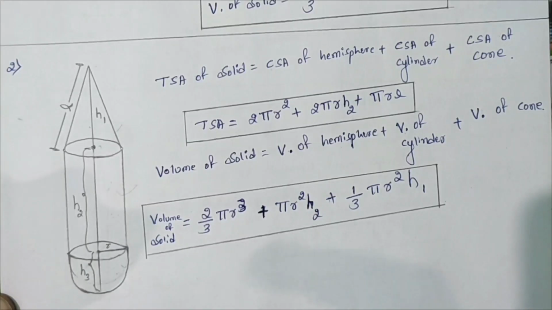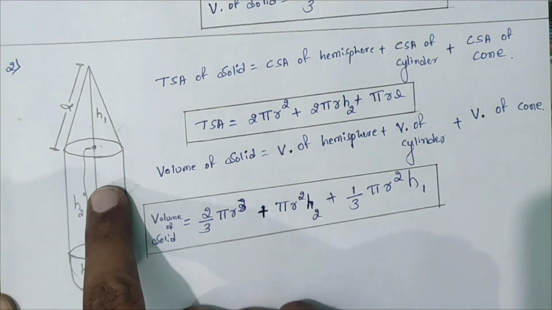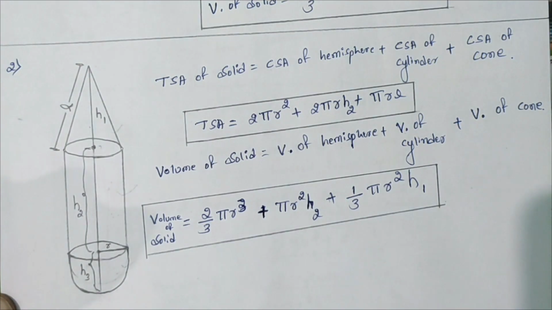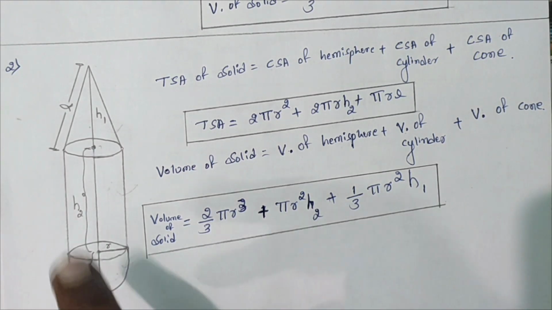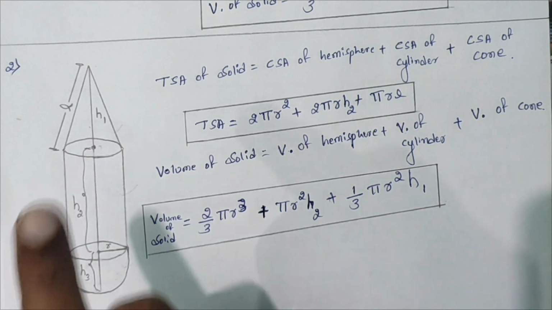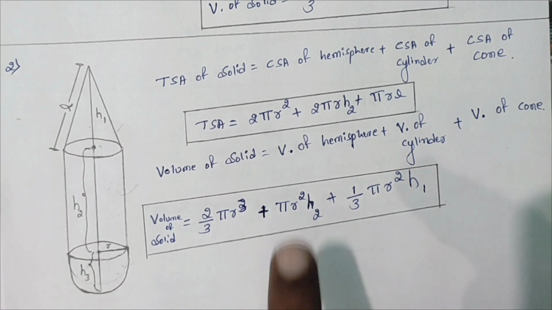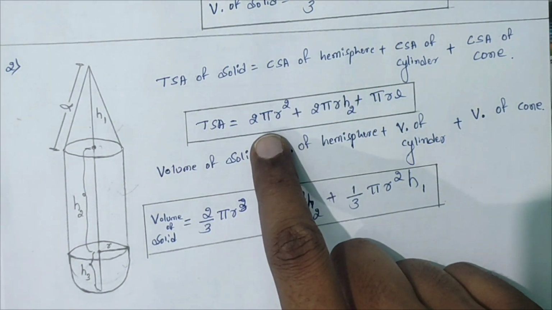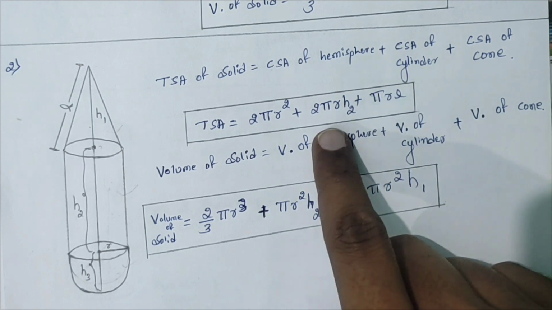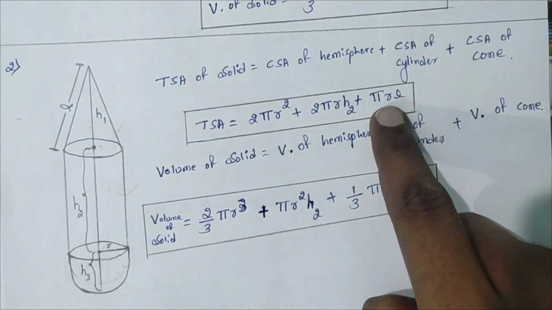Now in this combination model, we have a total of 3 different shapes: one is a hemisphere, another is a cylinder, and one more is a cone. Now we want to find the total surface area of this solid, so we need to find the curved surface area of the hemisphere, the curved surface area of the cylinder, and the curved surface area of the cone. When we add all these curved surface areas, we get the total surface area of this solid. That is, CSA of hemisphere 2 pi r square, plus CSA of cylinder 2 pi r h, and CSA of cone, it is pi r l.